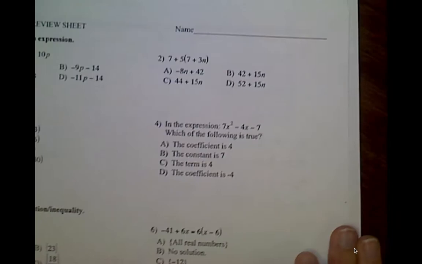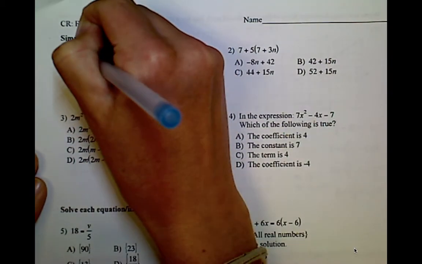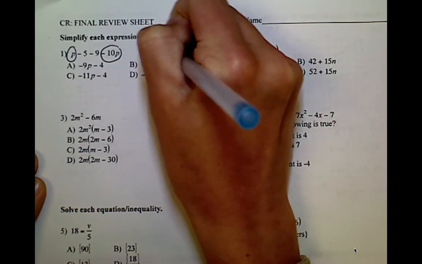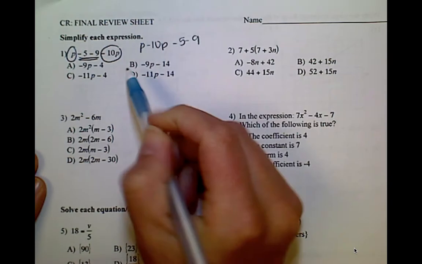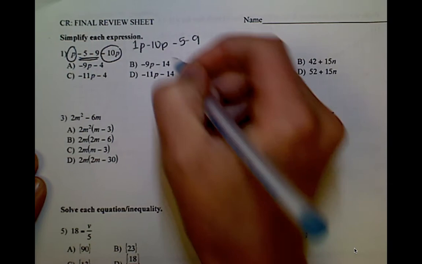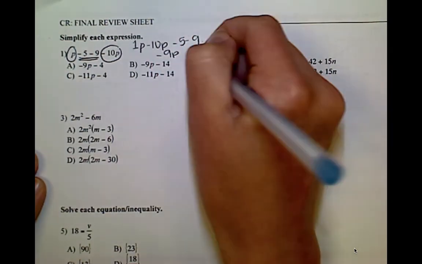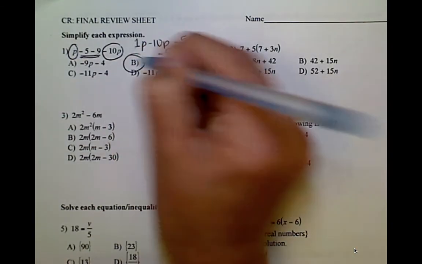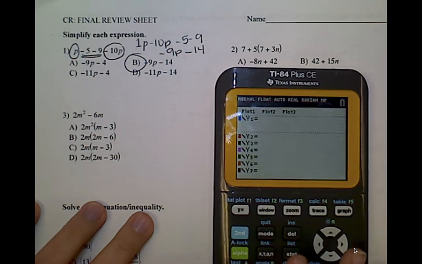But looking at this first one right here, all you need to do is combine like terms. P and negative 10p are like terms, so I'm going to put them together. And negative 5 and negative 9 are like terms, so I'm going to put them together. There's an understood 1 in front of that p, so 1 minus 10, if I type that in my calculator, I get negative 9p. Negative 5 minus 9, if I type that in my calculator, I get negative 14, okay? So my answer should be B, but I'm going to show you just a few times, so that way I don't have to do it every time, I just reference it.